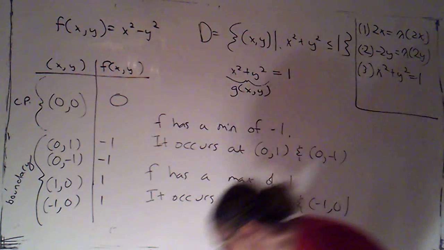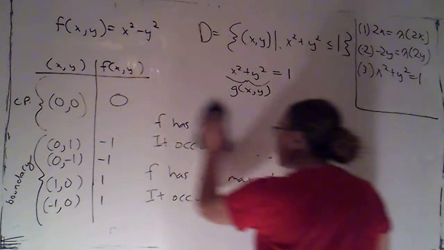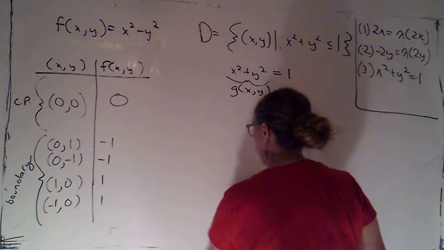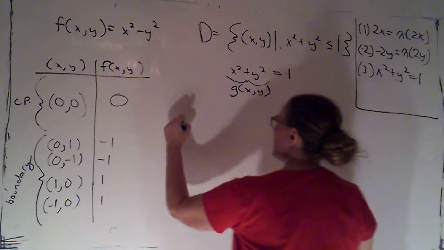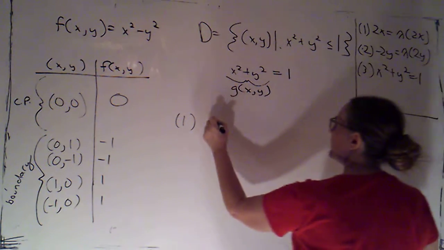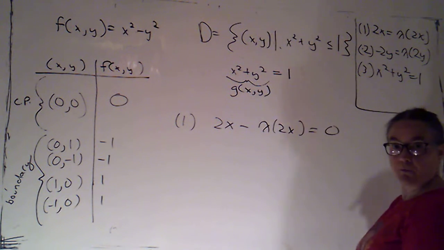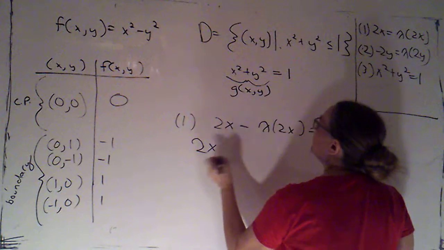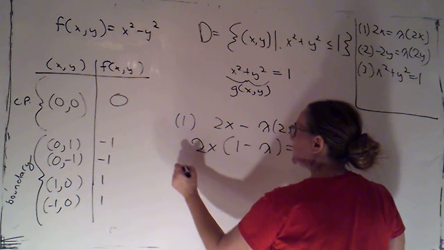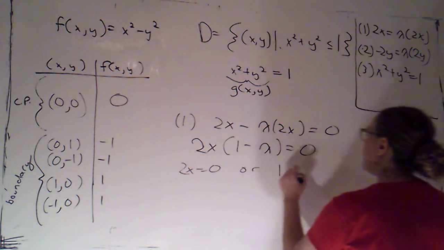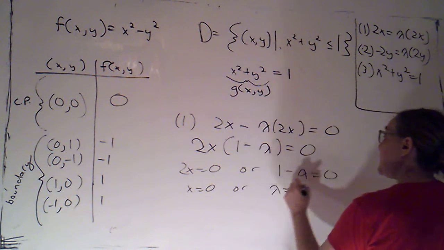Now, I want to just show you how some other people approached this and talk about a correct way to take a slightly different approach from what I did, and then an incorrect way. A lot of people started with equation 1, and they subtracted that over to say that's 2x minus lambda times 2x is equal to 0. And then you can factor. So you can say 2x times 1 minus lambda equals 0, which means either 2x is 0 or 1 minus lambda is 0. So x would equal 0 or lambda would equal 1.